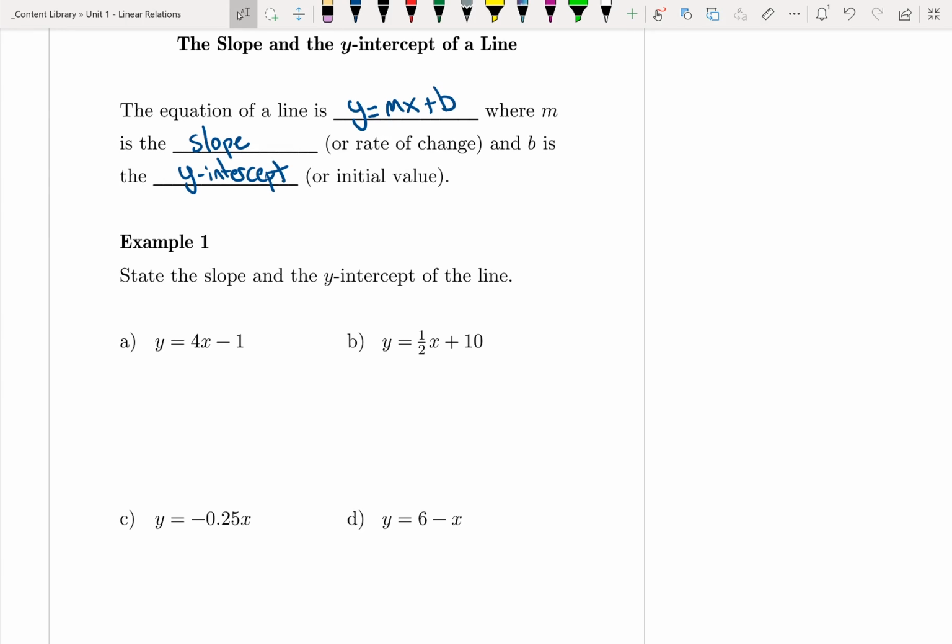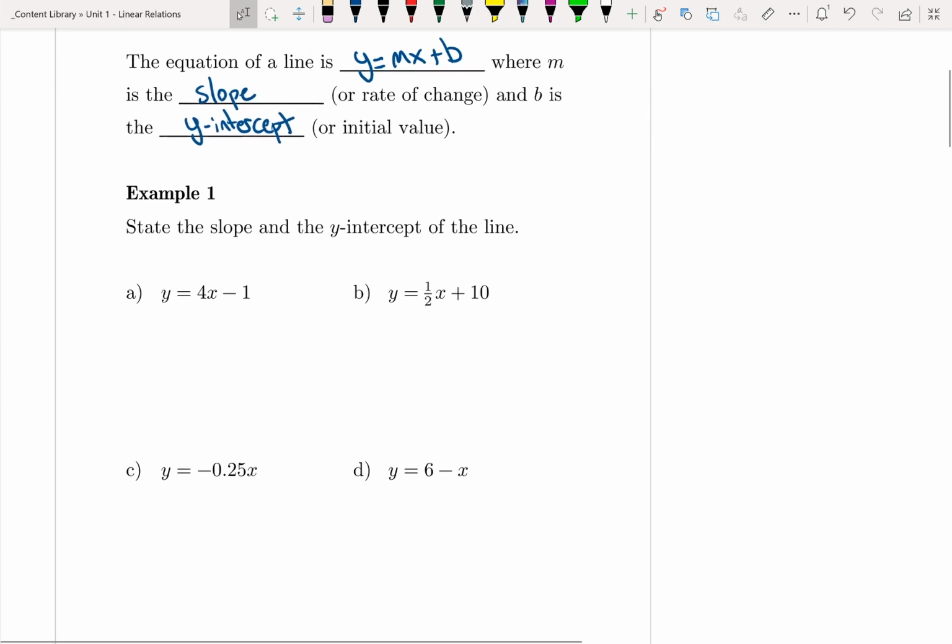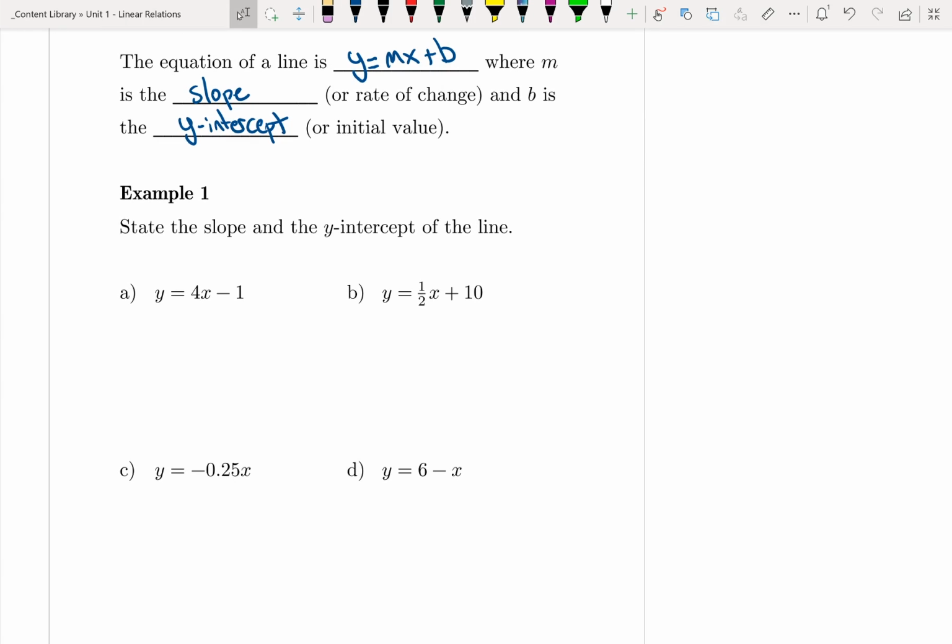So again, this should be a review from grade 9, but again, in our examples, we want to state the slope and the y-intercept of a line. Again, remember y equals mx plus b, as we just mentioned. m represents the slope, b represents the y-intercept.